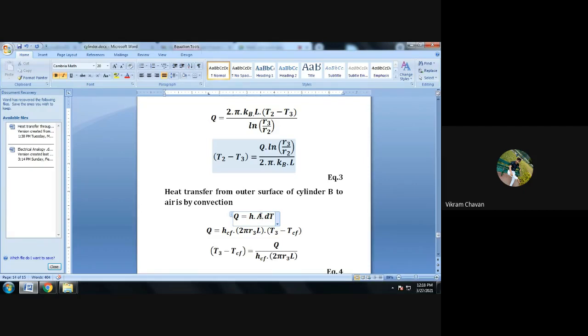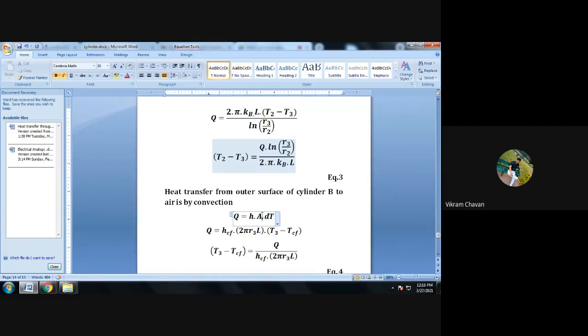So that area will become 2 pi R3 multiplied by L, multiplied by the surface temperature of cylinder B minus the cold fluid temperature. Surface temperature minus cold fluid temperature, so T3 minus T suffix Cf. So we will get the equation as Q is equal to H suffix Cf multiplied by 2 pi R3 L multiplied by bracket T3 minus T suffix Cf.